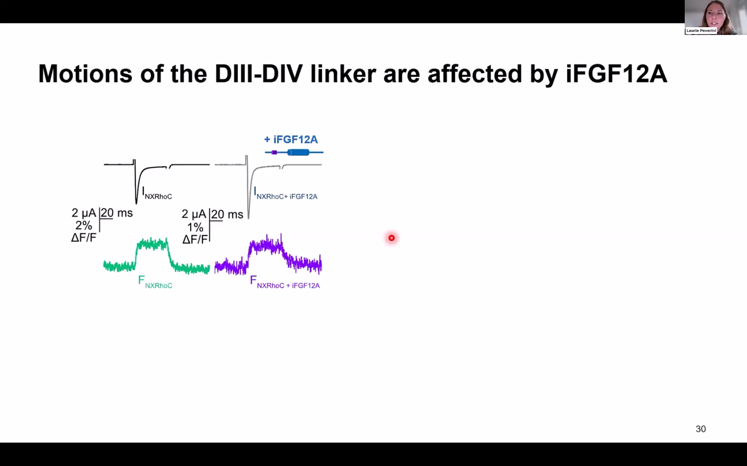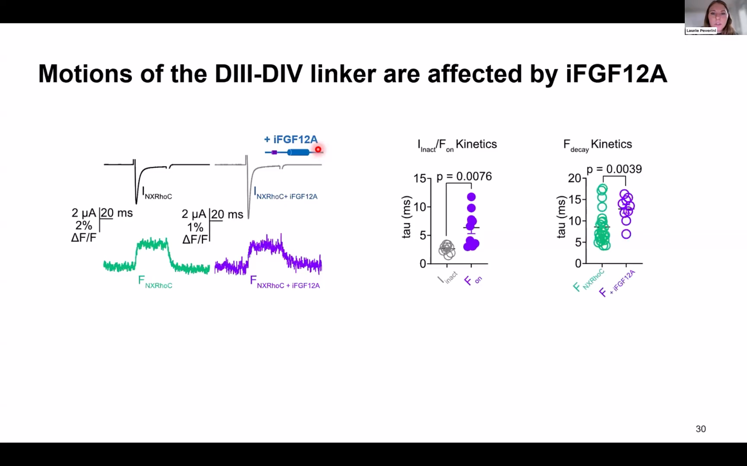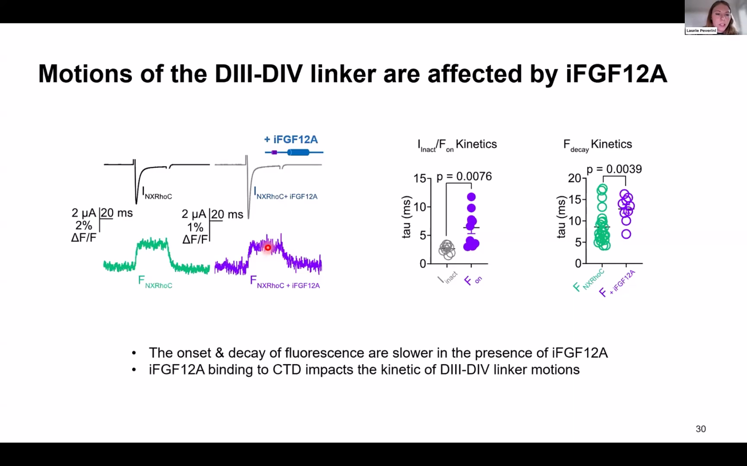Finally, we were interested to assess the impact of FGF protein on this D3D4 linker motion. So we co-expressed the fluorescent NaV 1.5 again, but this time with FGF12A, and we looked at the impact on the kinetic properties. There we saw that the onset and the offset of the fluorescent signals were both slower. So this revealed that the binding of FGF12A to the C-terminal domain is able to impact the kinetics of the D3D4 linker motions.